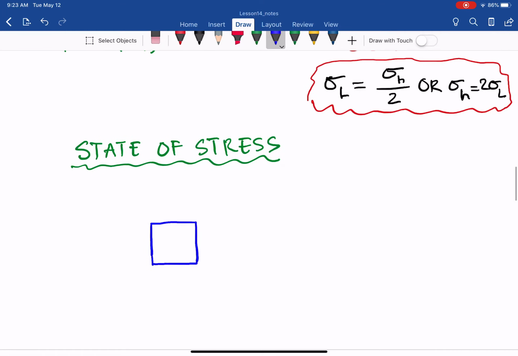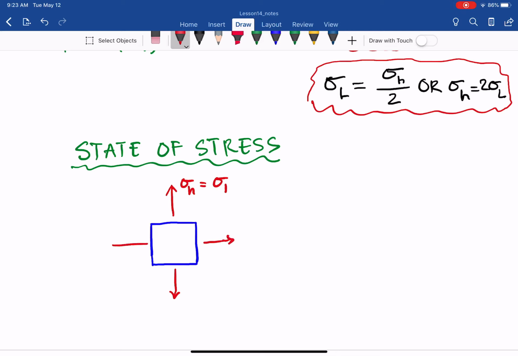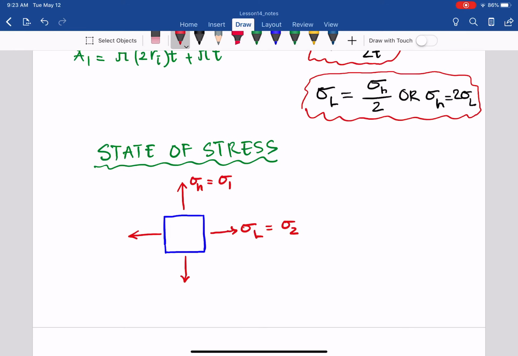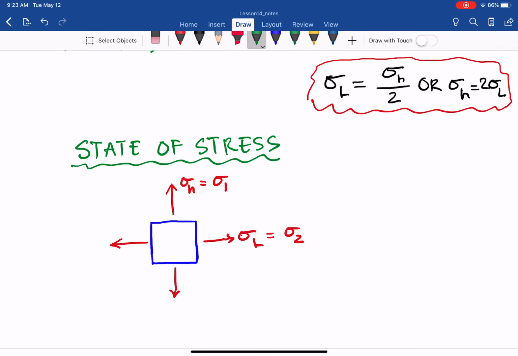On the square, the hoop direction is sigma 1, along the hoop of the cylinder. That equals sigma hoop, called sigma 1 in the book, as you can see here. And the longitudinal is sigma L, also sigma 2 if you read the book. Since these are the principal stresses, you don't have tau on that block. And with the Mohr circle, we can represent that as well.